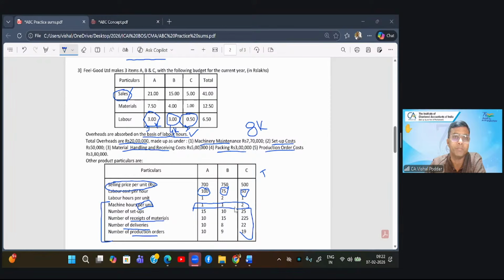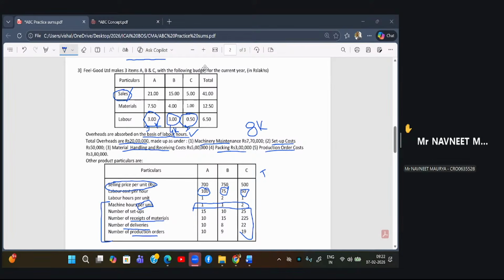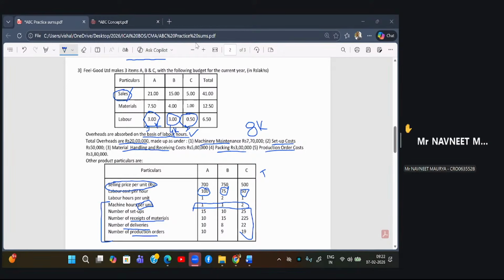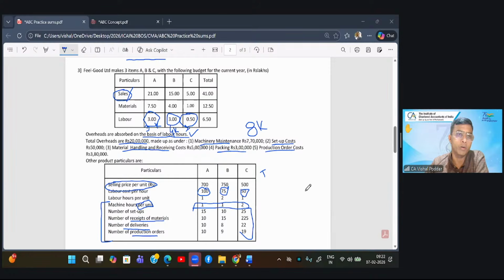Sir, actually, we can also find the number of units by labor hours, no? Because labor hours per unit is one, and there are 3,000 labor hours for product A. So it will be the same, beta. Yes, maths can be done in multiple ways. You can cross verify by that method also.